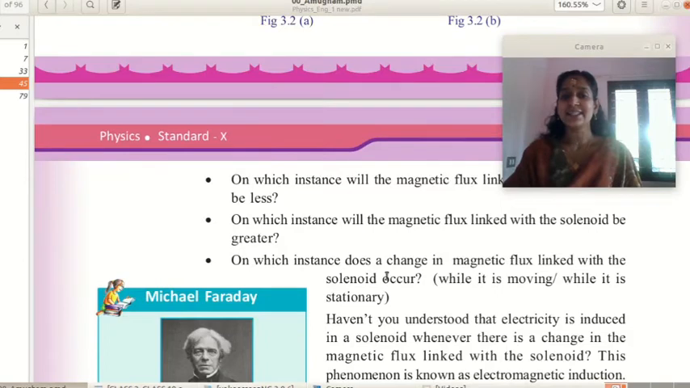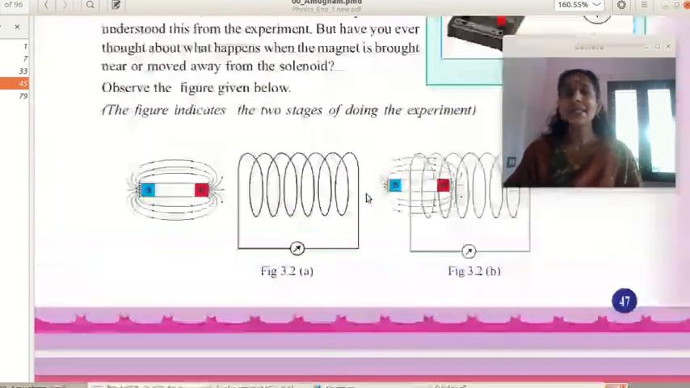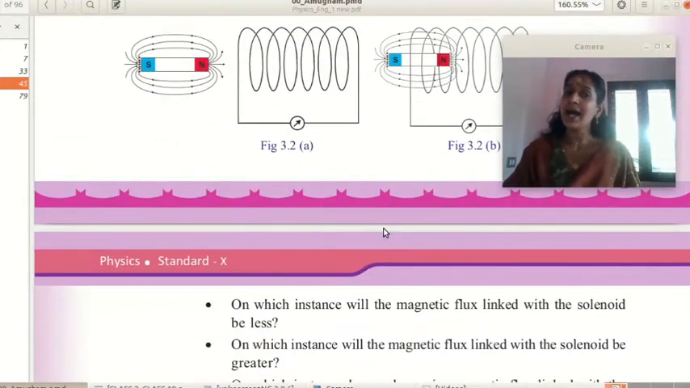For which instance does a change in magnetic flux linked with the solenoid occur? When the magnet is moving or when the magnet is not moving? Yes, while it is moving. From this experiment, we understood that an induced EMF or induced current is induced in the solenoid in relation to this magnet and solenoid.